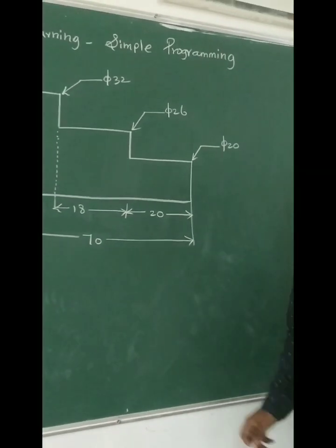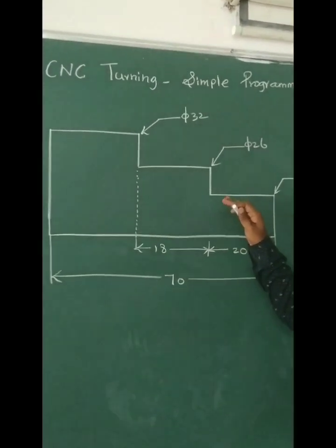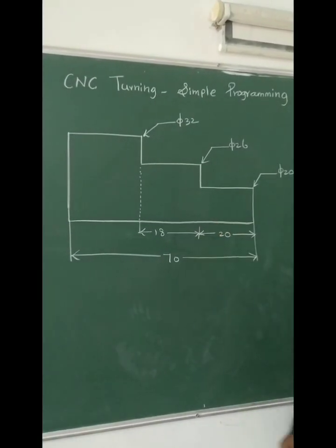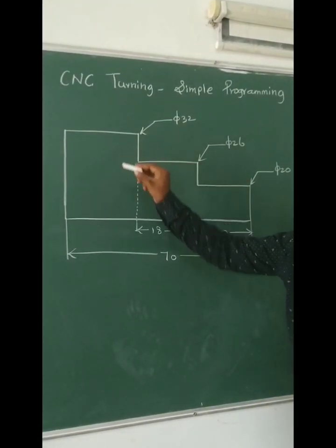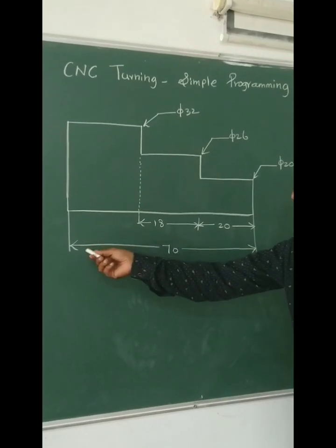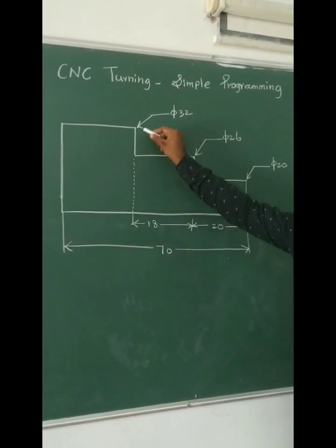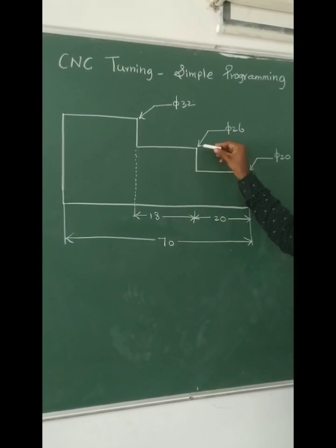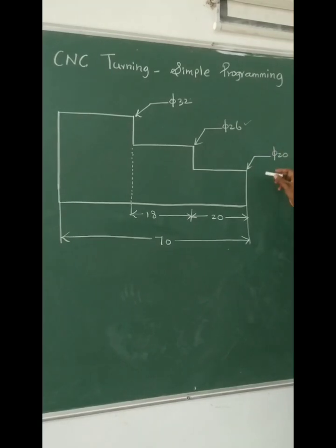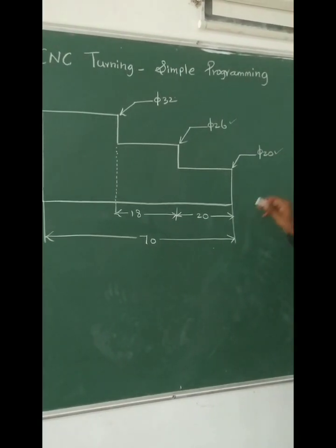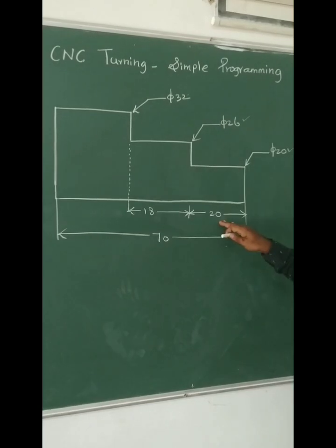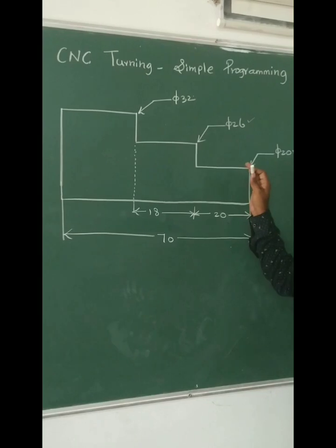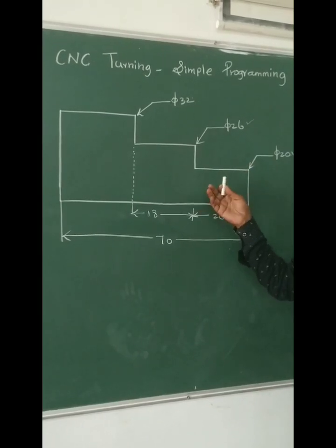So let's see the given job. This is a simple diagram for a CNC part program in a turning operation. Here, they have given a simple step turning operation for a workpiece of length 70 mm and maximum diameter of 32. From this workpiece we have to convert it into a first step of 26 diameter and a second step diameter of 20 mm. The total length for this step is 20 mm and the remaining step is 20 plus 18, so 38 mm. So this is the given diagram. For this diagram we have to write a part program.